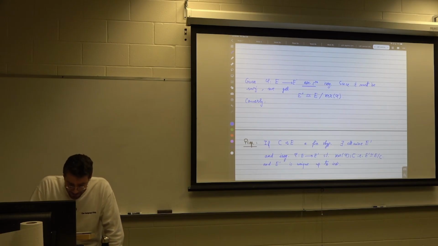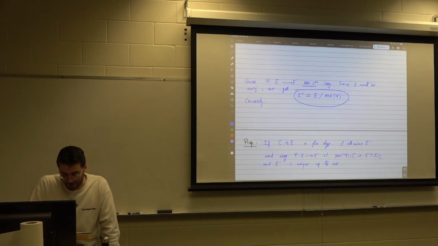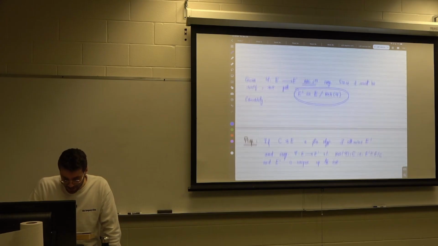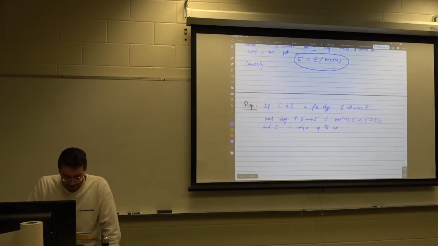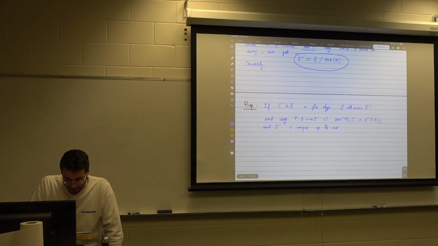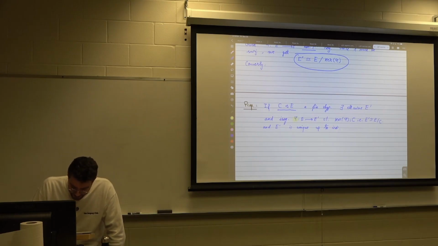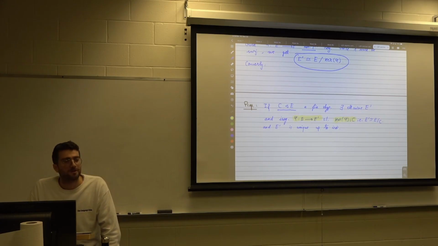So if you apply the first isomorphism theorem, you get the following. E prime is just isomorphic to E modulo the kernel. So we get the kernel out of this isogeny. But now if you do the converse direction, if you choose a subgroup C in E, then there must be an elliptic curve E prime, unique up to isomorphism, and some isogeny phi from E to E prime, such that the kernel is equal to C.